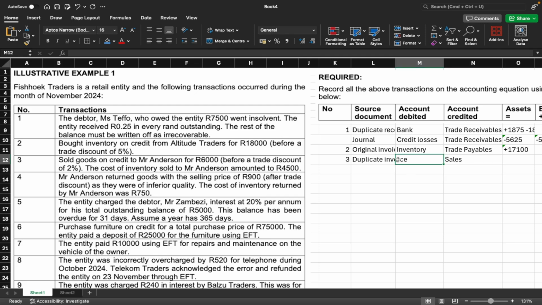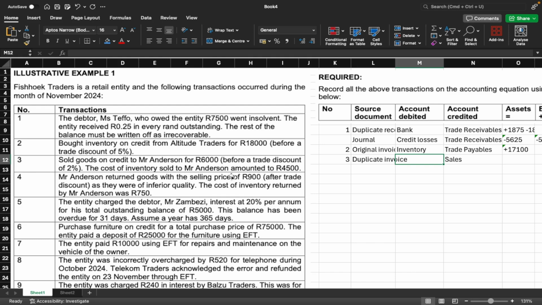Well, let's read again. Sold goods on credit to Mr. Anderson for 6,000 Rand. Okay, so we sold goods to Mr. Anderson here. But how did we sell the goods to Mr. Anderson? Did we sell it on cash or on credit? That will determine what we debit. Okay, if we sold it on cash, we're going to debit bank because money would be coming into our bank account. Remember, with the first journal entry, when we're receiving money, we debited bank. So here in this case, if you're selling on cash, you just debit bank. But what are we told? You sold goods on credit to Mr. Anderson. So we didn't sell it on cash, we sold it on credit.